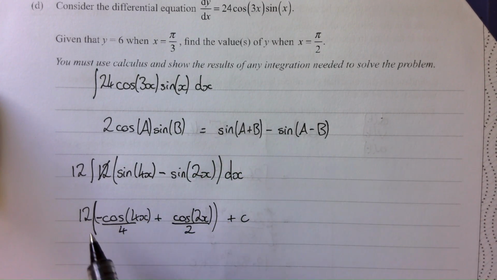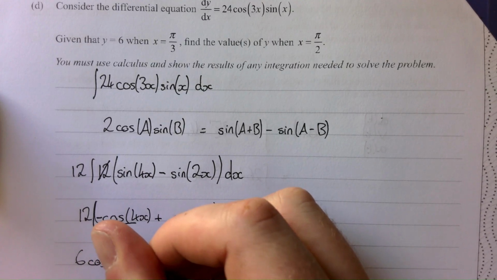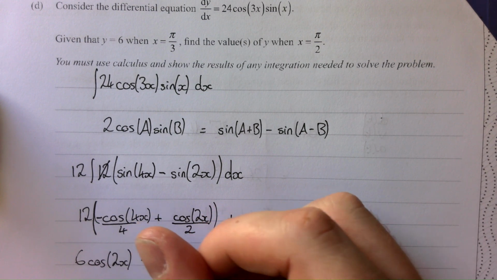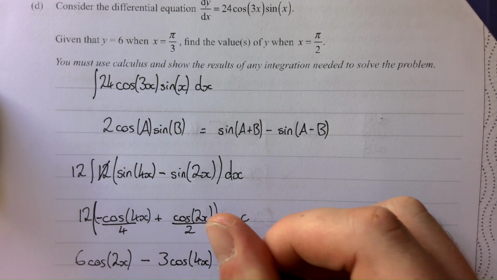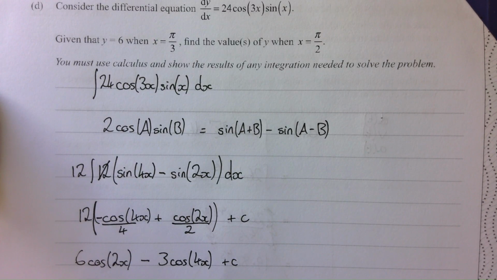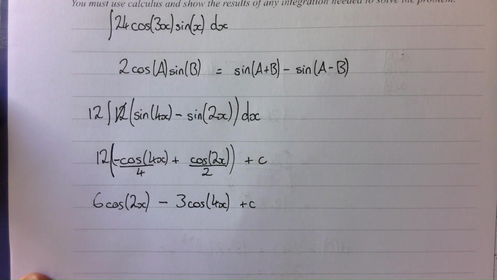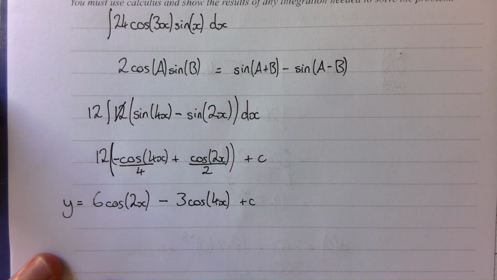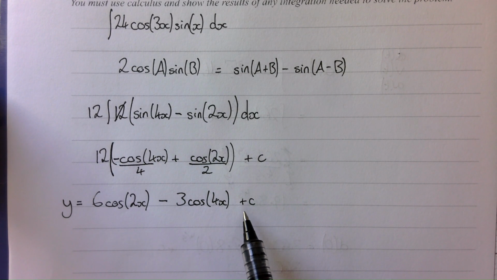So expanding the brackets, I have 12 cosine of 2x divided by 2, which is 6 cosine of 2x, minus 12 over 4, which is 3 cosine of 4x, plus c. So now that we have an expression for y, now that we've integrated dy by dx, we are back at y. We have this undefined value c.